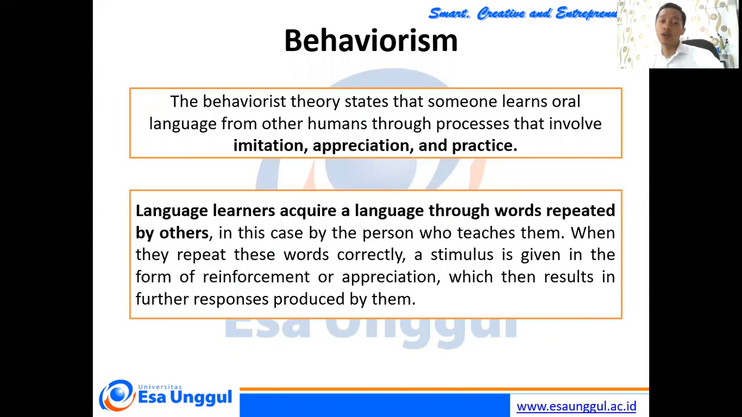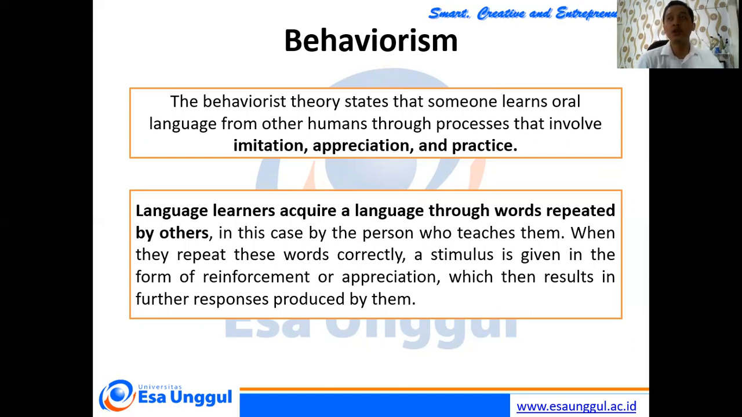This is the theory which states that someone learns oral language from other humans through processes that involve imitation, appreciation, and practice. So language learners acquire a language through words repeated by others. Imitation is based on this theory.